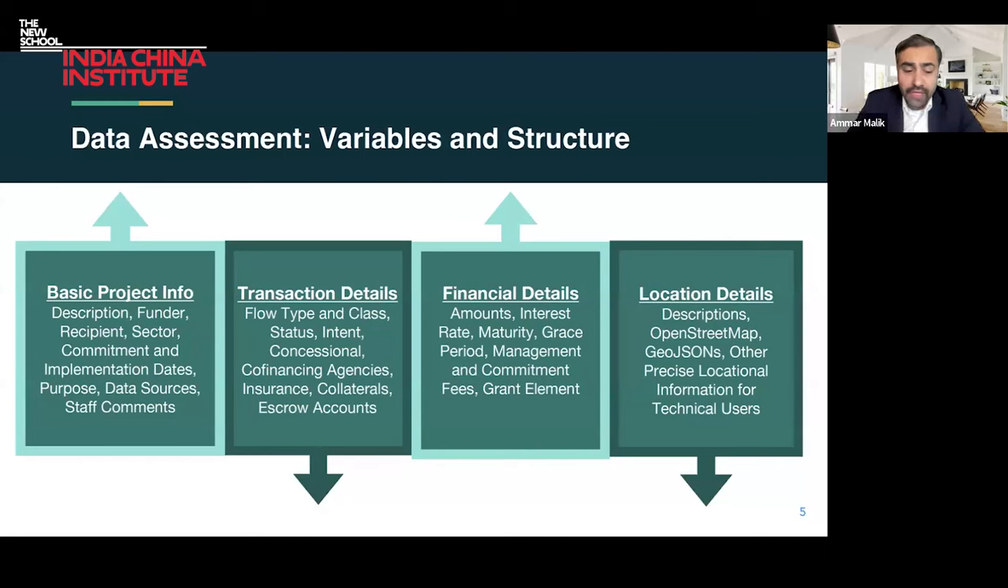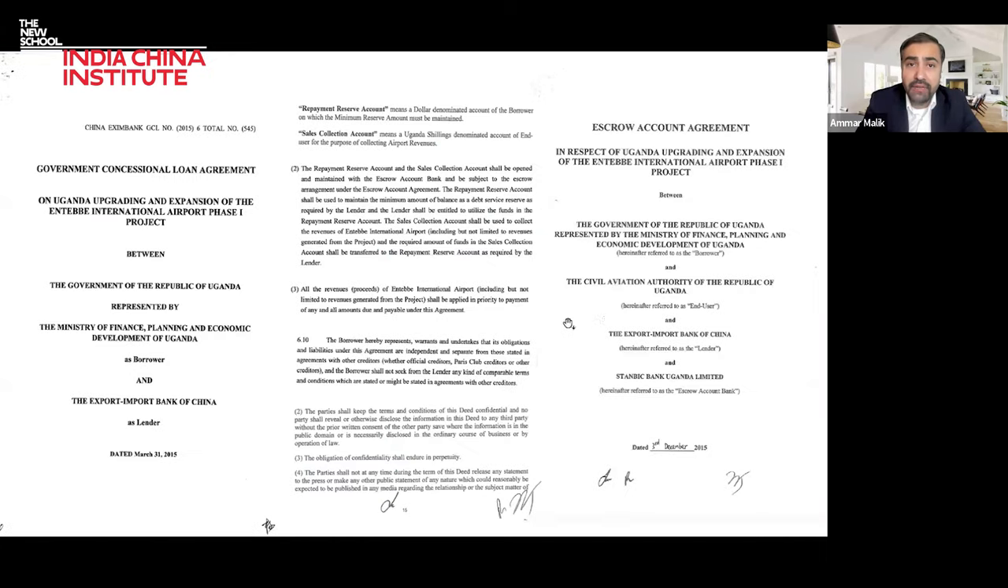But also, if you look at loans, we go into a lot of detail on the transaction. So what kind of flow is it? What was the intent? How concessional or non-concessional is it? What agencies are involved that are providing collateral? And what kind of agencies are providing other kinds of guarantees that enable this project?